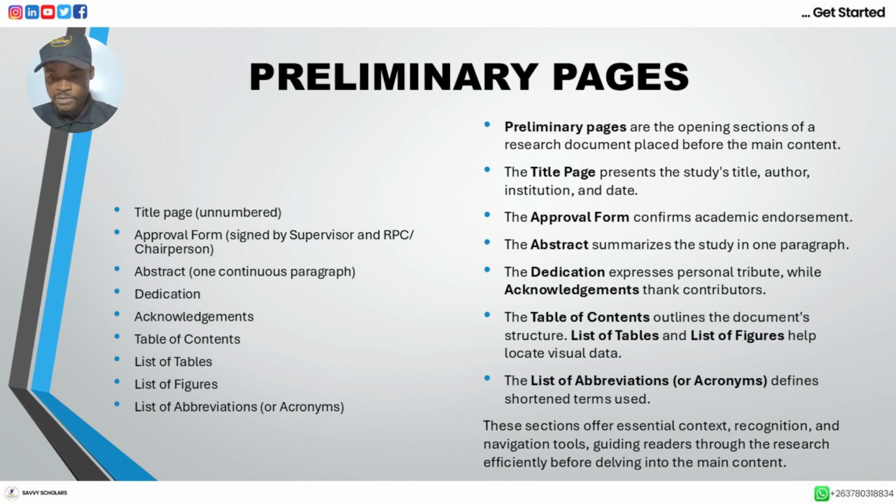The list of abbreviations or acronyms defines shortened terms that you would have used. You could have used, maybe, SAF, and then you want to define that SAF, what does that mean, so that the reader gets the context of what you are talking about. So these sections offer essential context, recognition, and navigation tools, guiding the readers through the research efficiently before delving into the main content.